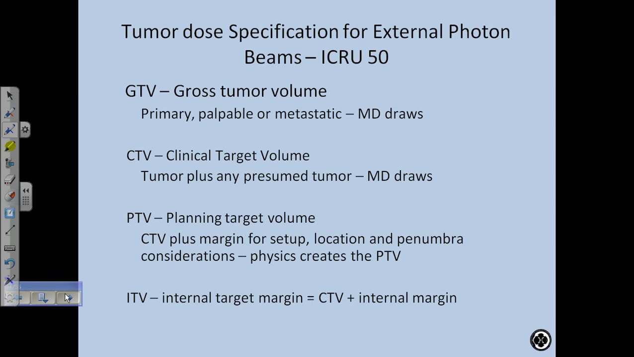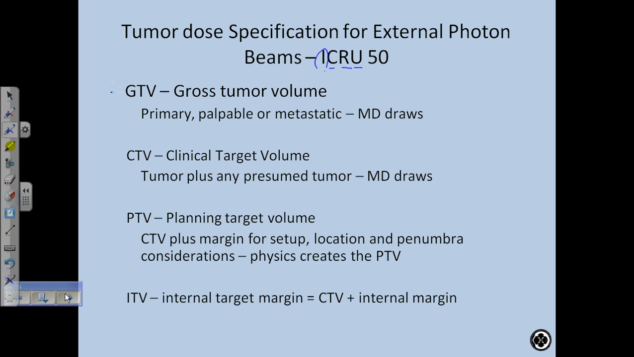Now, tumor dose specification. I'm sure you covered this in IROC, no? Okay, we can cover it now. Tumor dose specification for external photon beams: these are just definitions that you need to know. This comes from the ICRU, the International Commission on Radiation Units. It's a very important commission. They put out documents that we all use.